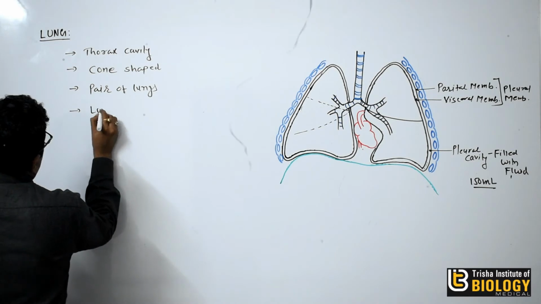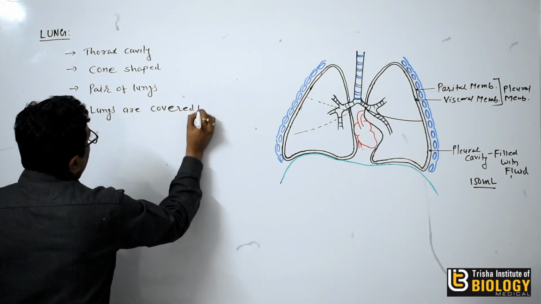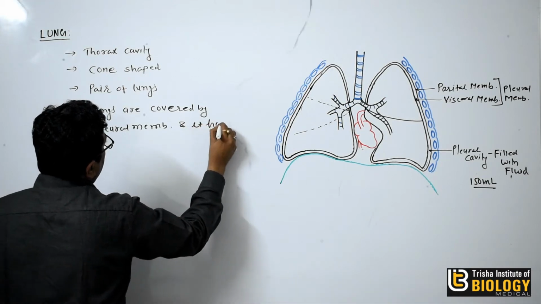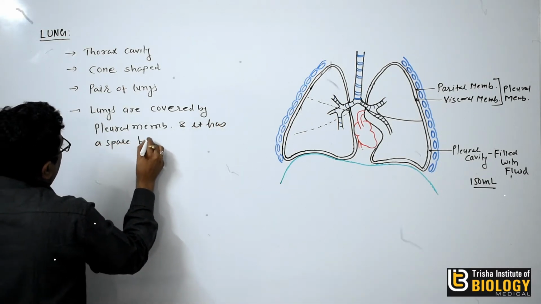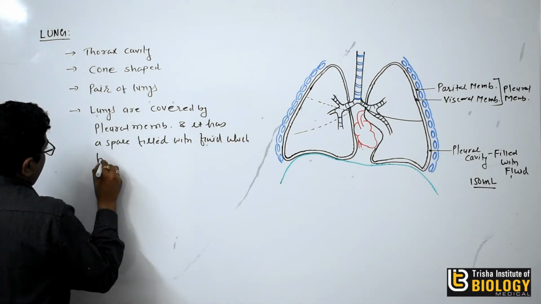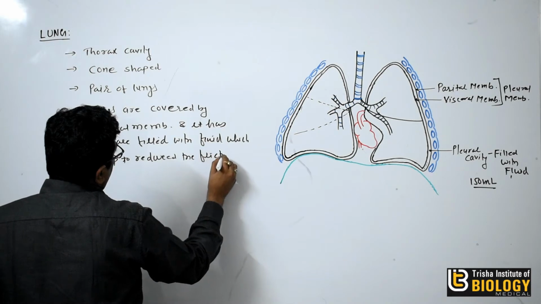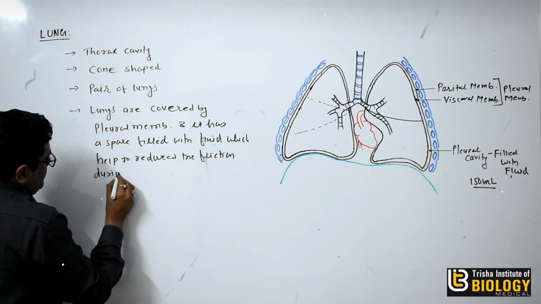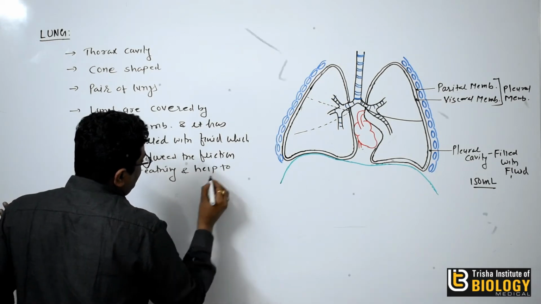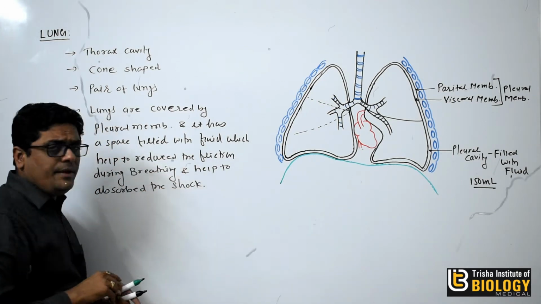So the lungs are covered by the pleural membrane, and it has a space filled with fluid, which helps to reduce the friction during breathing and helps to absorb the shock.